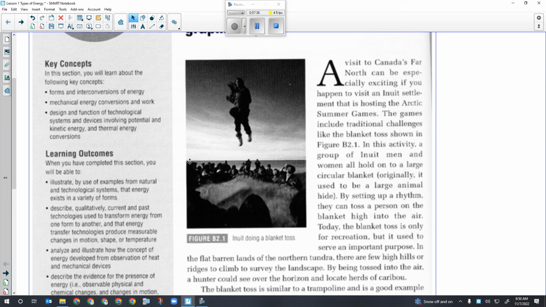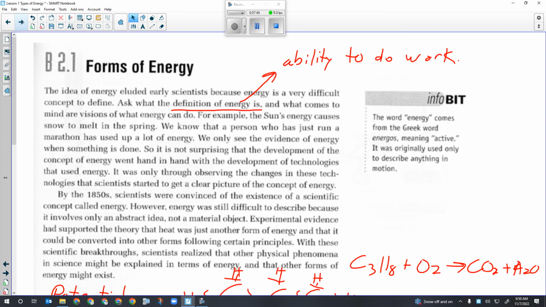So there's a lot of little conversions of energy that go on in something that's otherwise pretty simple. You put somebody on a blanket and throw them up in the air. But there's lots of little things to do with energy that go on. Okay, so the definition of energy is the ability to do work. I would add that to my notes package because it's kind of important.